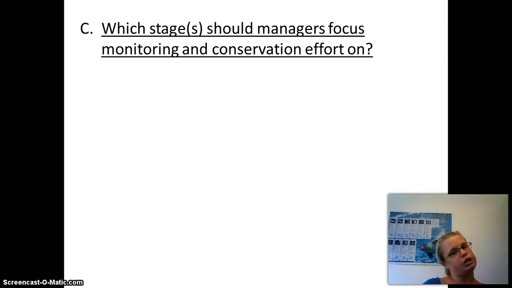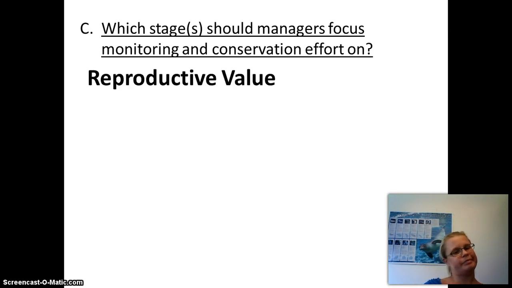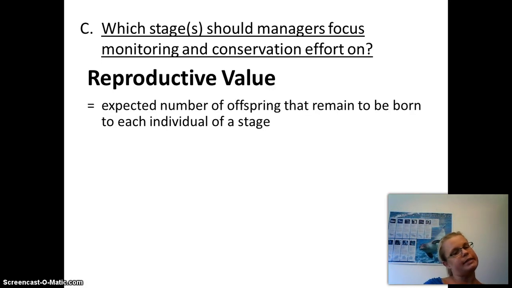Now, which stage should managers focus their monitoring and conservation efforts on? Can you take a guess based on the last one? So we measure this by recording reproductive value. Reproductive value is the expected number of offspring that remain to be born to each individual of a stage.